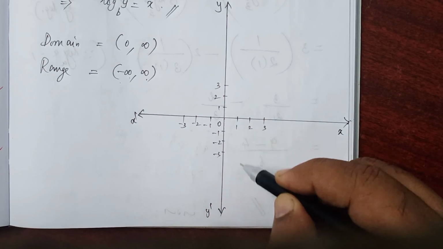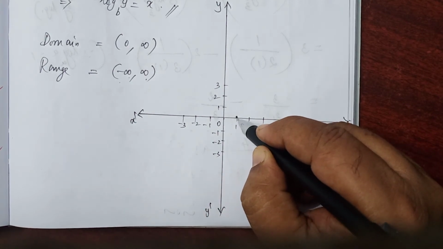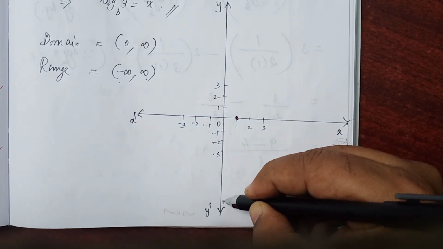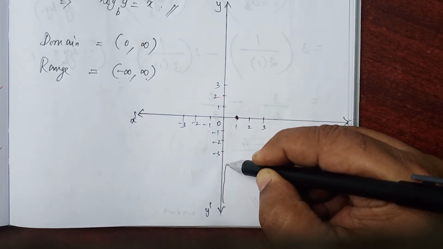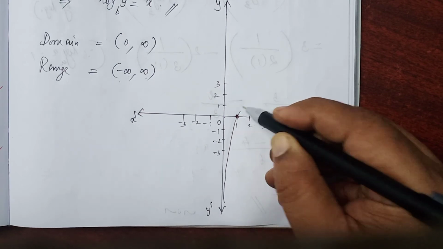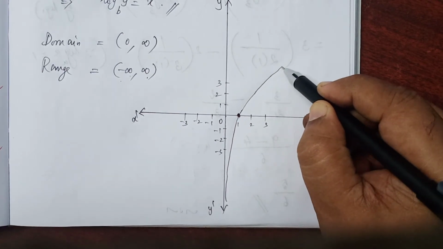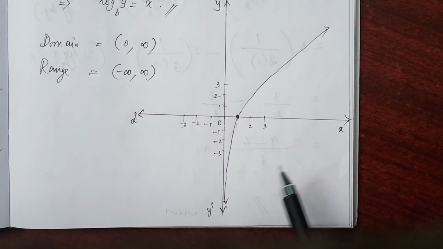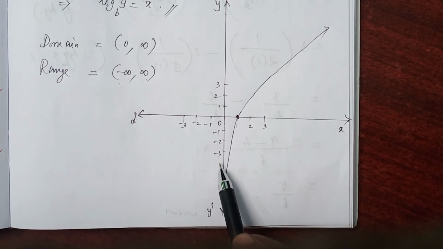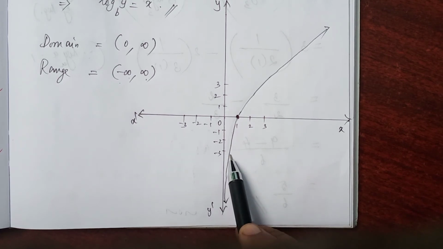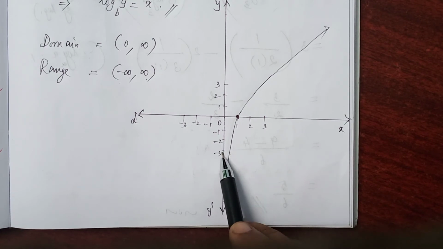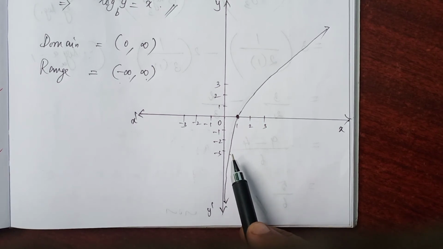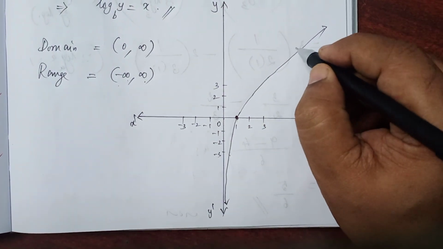So the curve will be like that. Log 1 value is 0. Here it is. It will be coming like this. It never touches the y-axis. It is going on. This is the logarithmic function. It never touches the y-axis. So the y-axis is an asymptote to this curve. What do you mean by asymptote? If the y-axis touches the curve, that is called a tangent. It never touches the curve. This is a logarithmic curve. Therefore, this y-axis is called an asymptote to this curve.